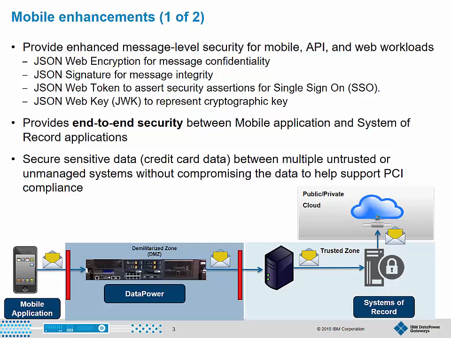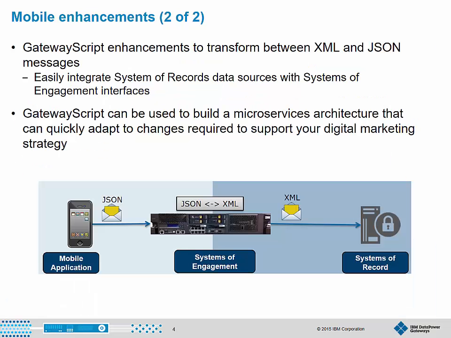Another challenge that mobile developers are faced with is finding a way to transfer a set of claims or assertions between two parties in a compact, URL-safe way. This is often necessary in single sign-on scenarios where assertions must be exchanged in the URL. JSON Web Token aims to solve this problem, and now so does DataPower. With this suite of JSON security capabilities, you can let DataPower handle the end-to-end security between mobile applications and systems of record.